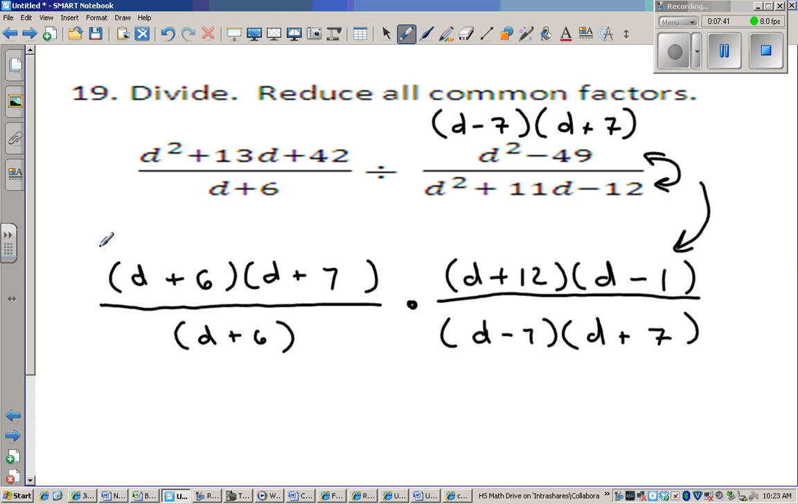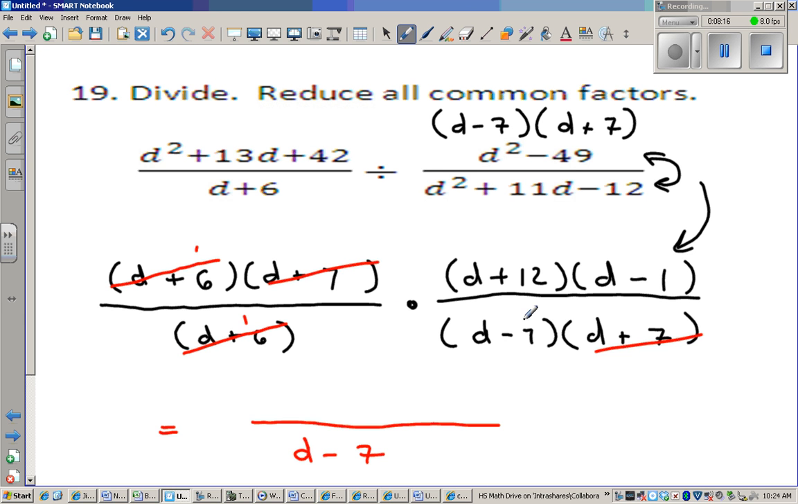Now I'll just look for anything that I can get rid of. Anything that shows up in the numerator and denominator, it's like multiplying by 1. A number divided by itself is 1, so we're basically replacing those with 1s. d plus 7, d plus 7. I've got d minus 7, d plus 12, d minus 1. Can't really work with those, so in my final answer, we've got d minus 7 was all that was left in my denominator.